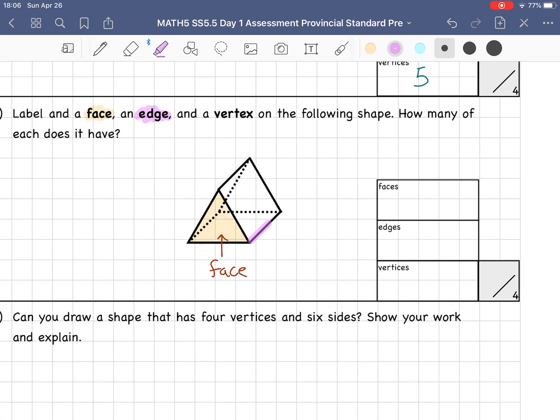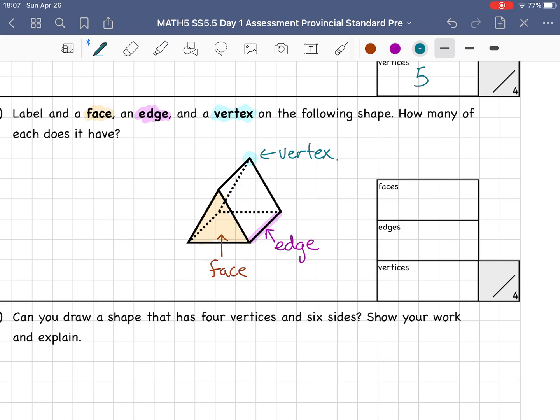My edge I'm going to do in pink. There's one edge right there. An edge is a line where two faces meet. And lastly, a vertex. A vertex is a point, such as right there. I did that in blue. This is a vertex. A vertex is a place where two or more edges meet.